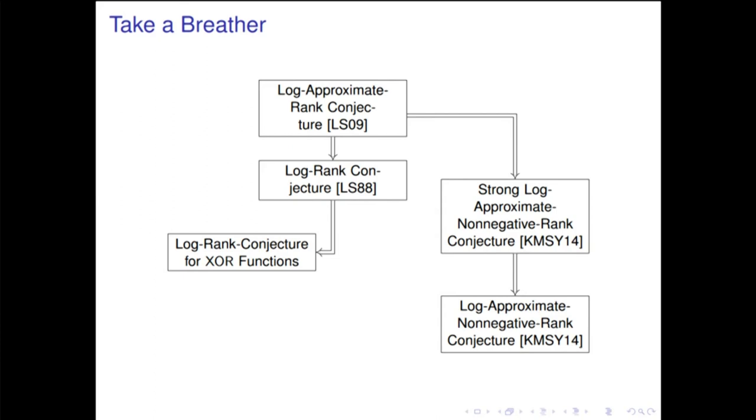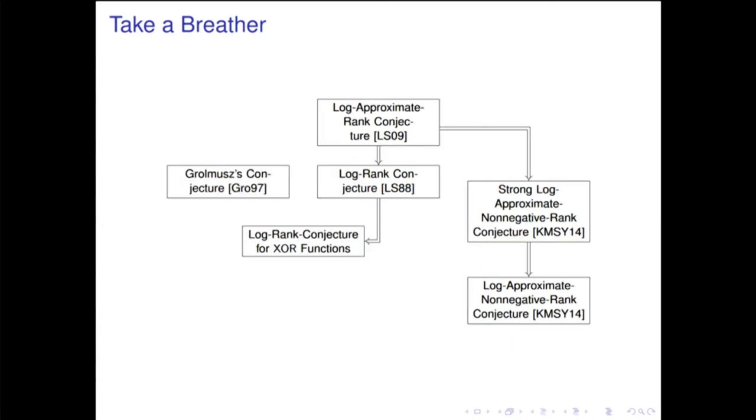So let's just get back to the familiar world of communication complexity. We had these conjectures already with the log rank conjecture for XOR functions. We're going to add Grolmusz's conjecture, which is implied by the log approximate rank conjecture.